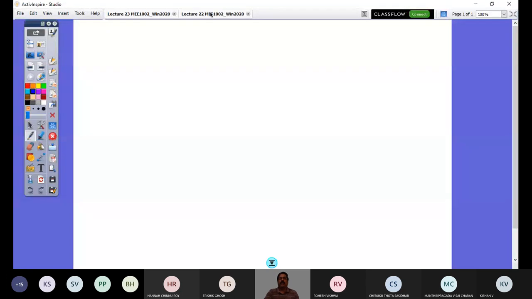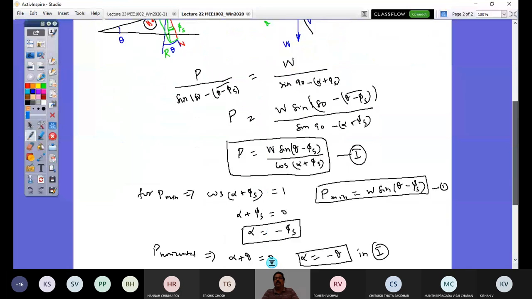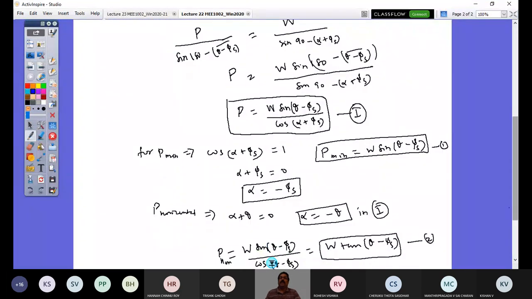This is the problem we saw in the last class. A block which weighs W is on a slope theta, where this angle theta is greater than theta r, which is the angle of repose. So the force P should act, and the direction of P is taken arbitrarily at an angle alpha to the slope. We did in the last class case one, where the block is just prevented from moving down. We drew this free body diagram, conveniently represented as a concurrent system of three forces coming out of the concurrent point representing the entire mass of the block. And we were able to get the expression of P given by equation Roman 1.